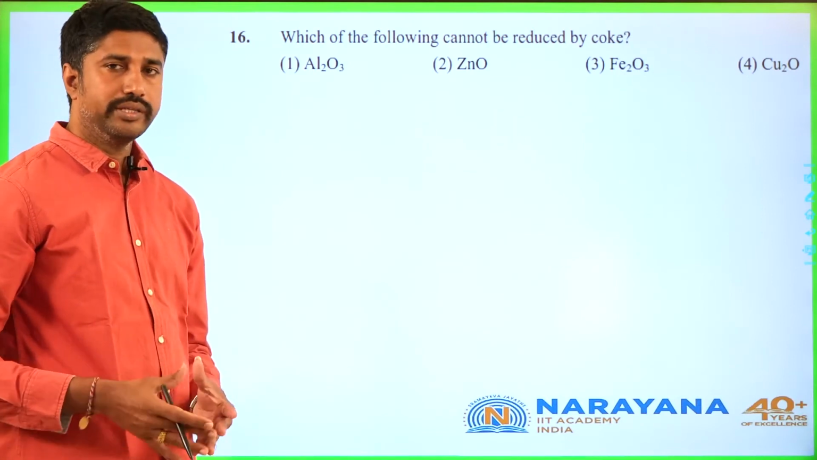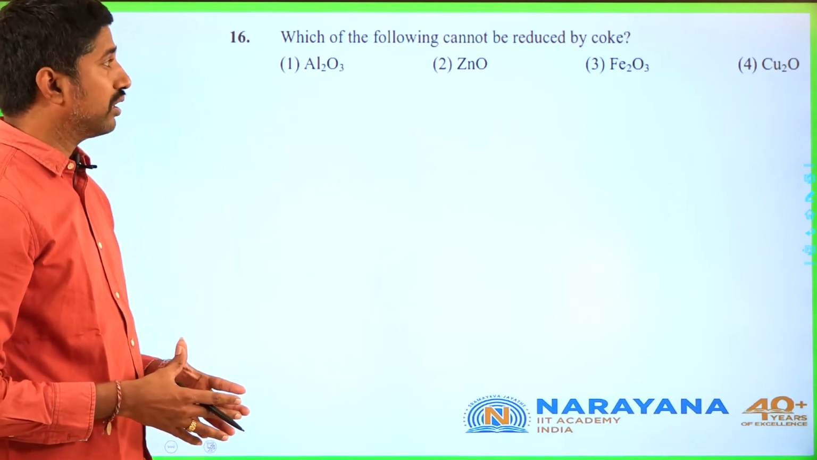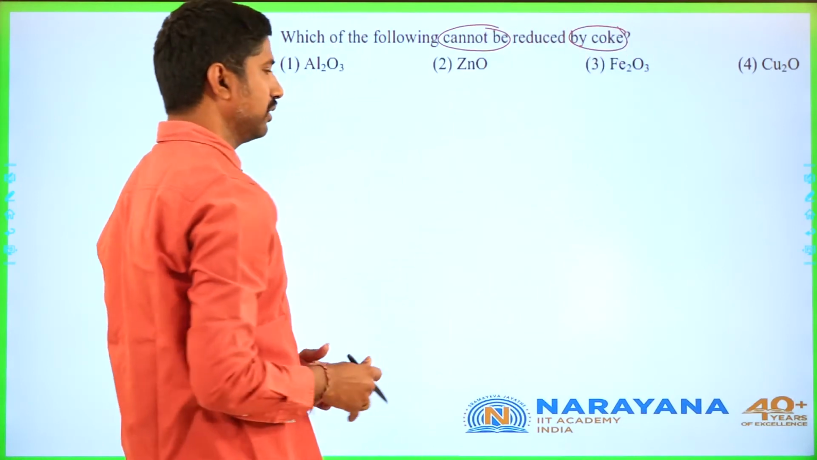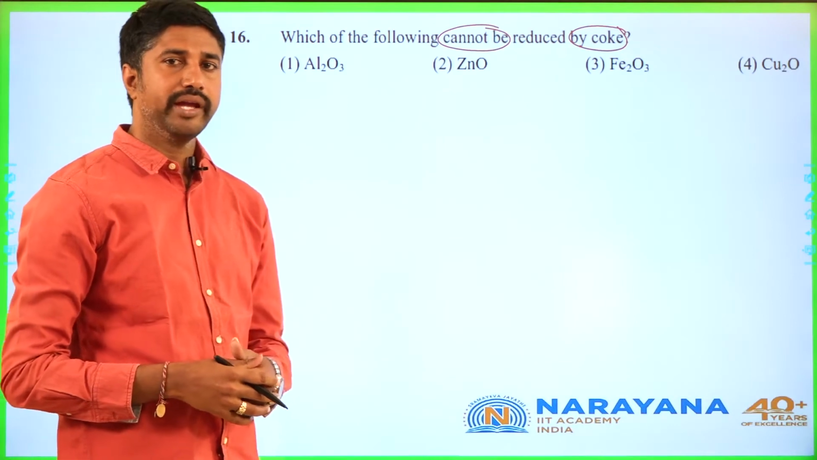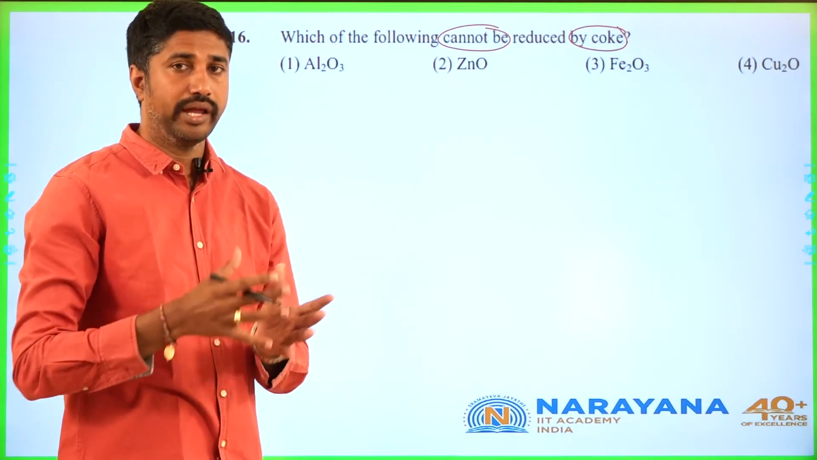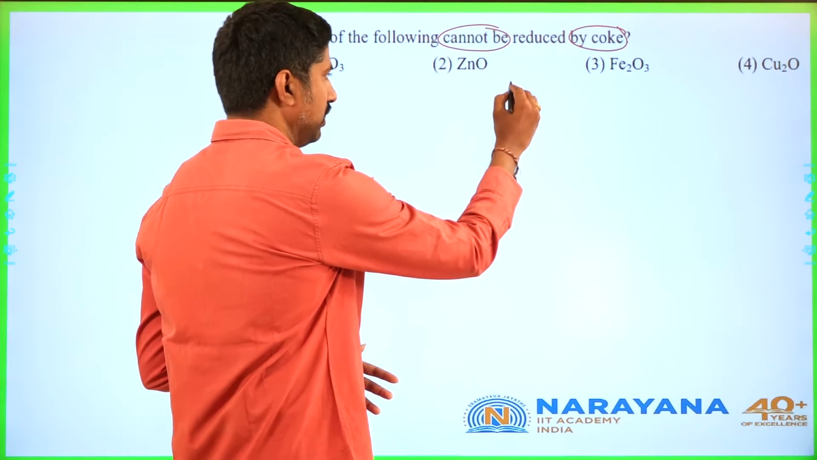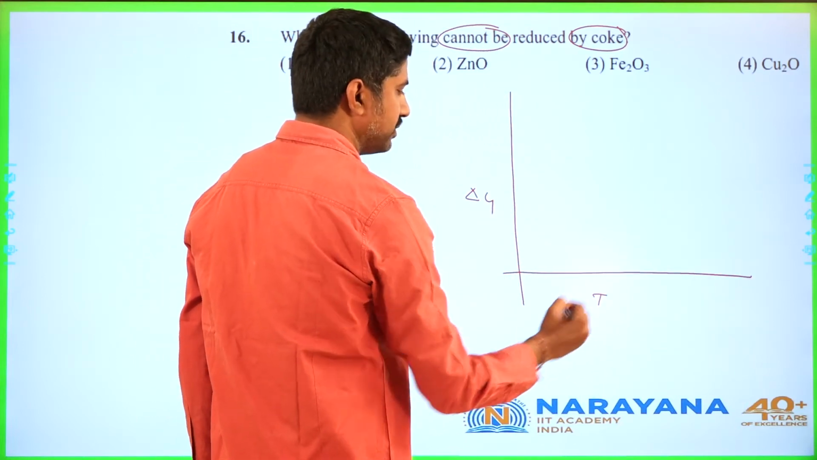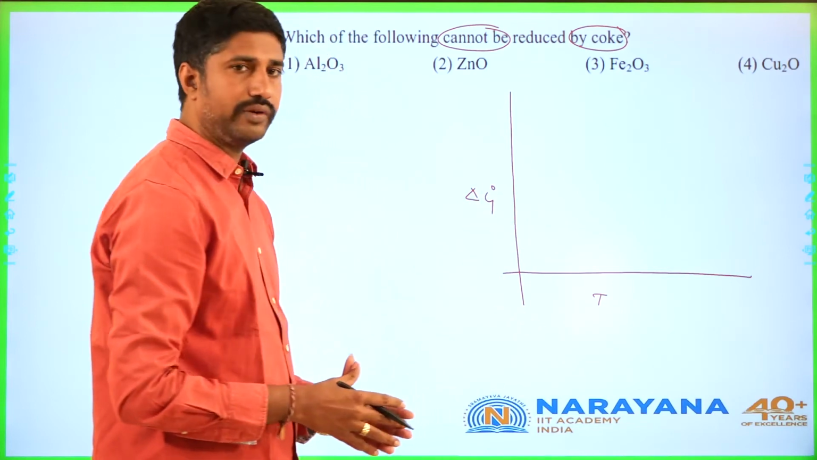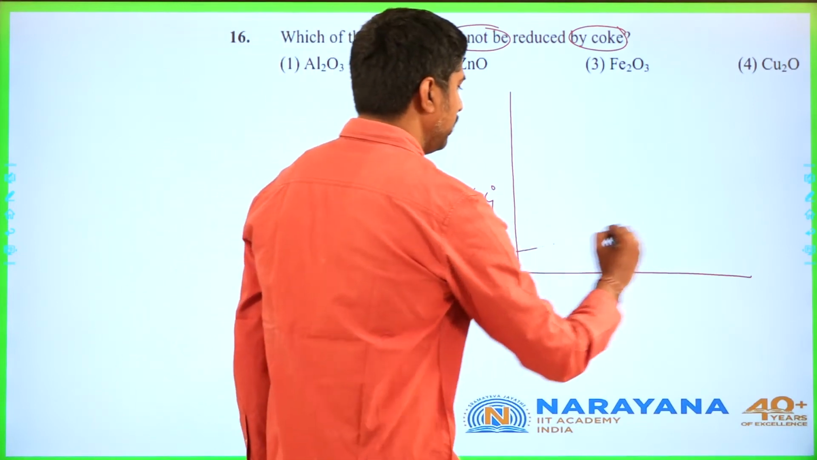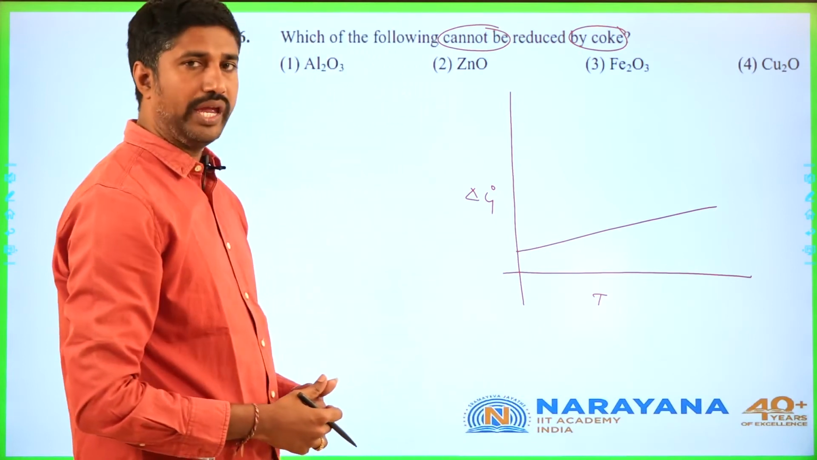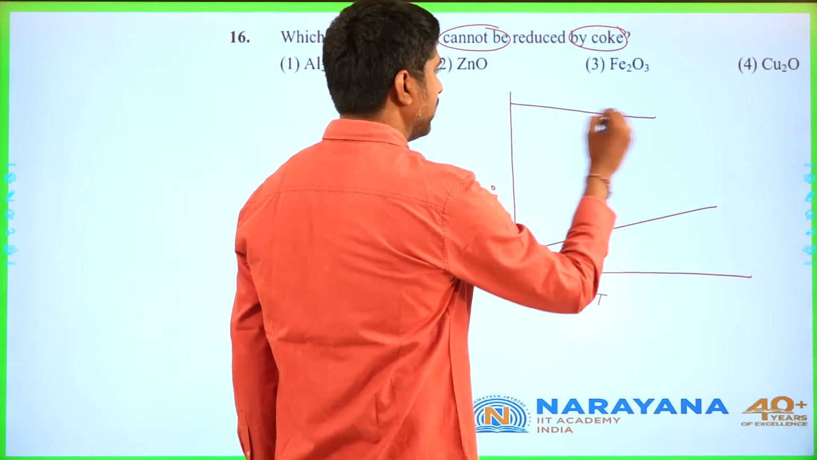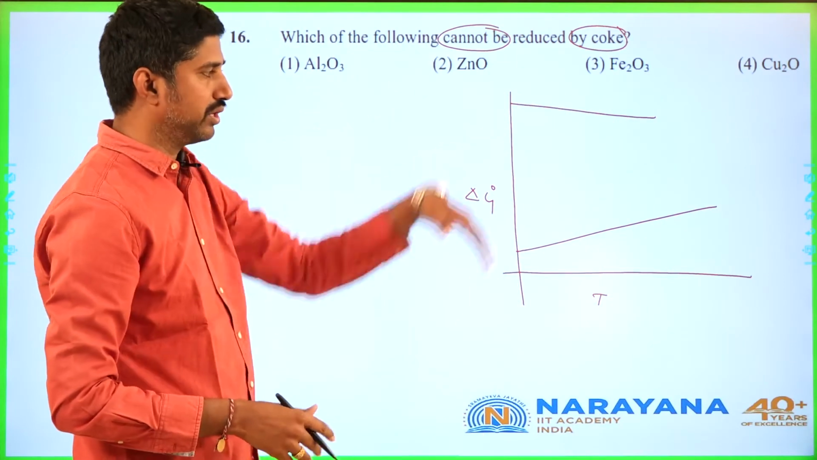In metallurgy, which of the following cannot be reduced by coke? In Ellingham diagram applications, if you see the graph of delta G naught versus temperature, here it is the aluminum graph, Al2O3 graph. And the graphs for carbon monoxide and carbon dioxide are here in this range.